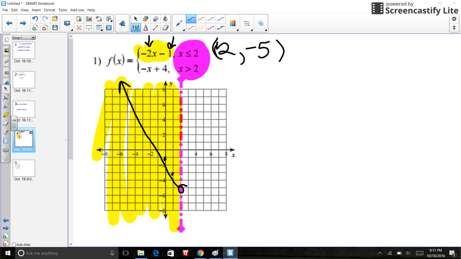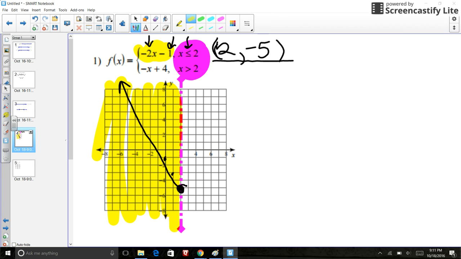So I look at that circle and I think, do I open the circle or close the circle? Well, how would I know? I know by looking right there, and it says when x is less than or equal to 2, it's this line. Well, that hits 2, or I could do negative 2 times 2 is negative 4, minus 1, is negative 5. So this right here is just a point on that line. Since this says equal to, I'm going to fill that in. That's a nice little dot there. Okay, so I'm done with everything to the left of 2.